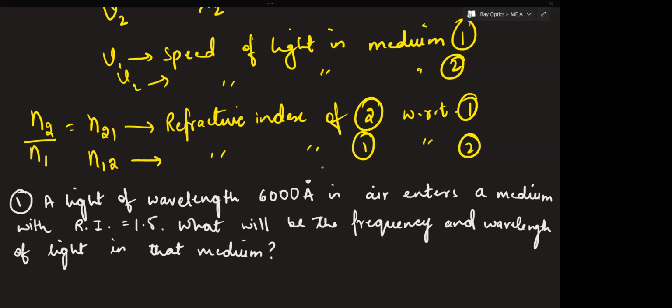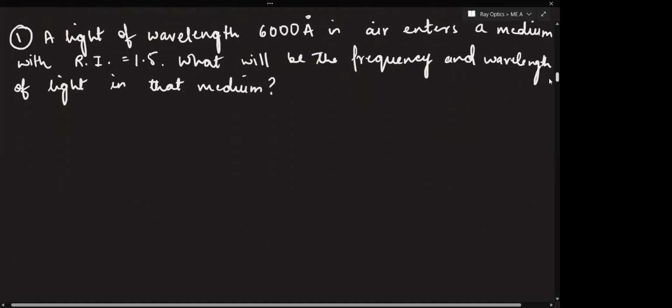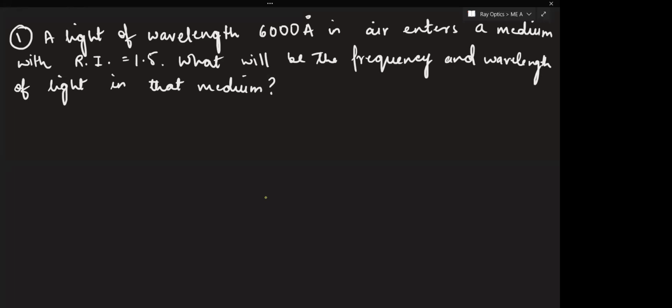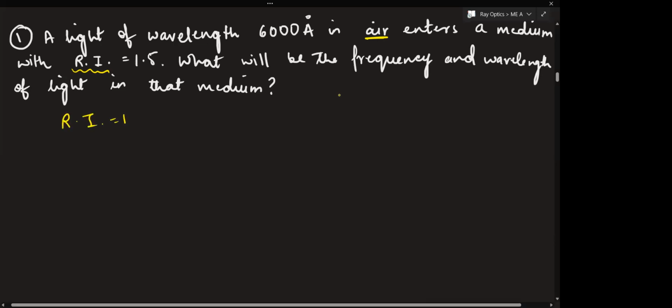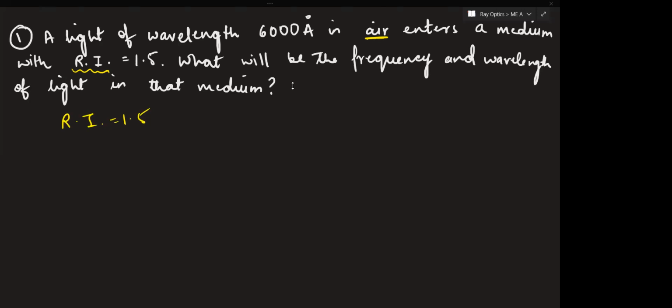Okay, let's discuss this question, class. A light of wavelength 6000 angstrom in air enters a medium with refractive index 1.5. What will be the frequency and wavelength of light in that medium? A light of wavelength 6000 angstrom enters from air. So is the absolute or relative refractive index given? What is this 1.5? Absolute, because here one medium is air. So the absolute refractive index is given as 1.5. Yes, Maria, correct. Absolute. So frequency and wavelength we have to find out in that medium.